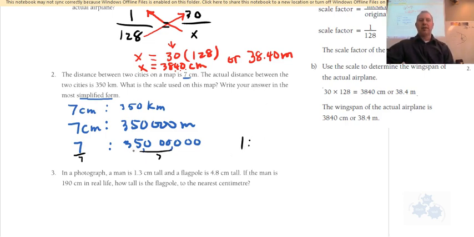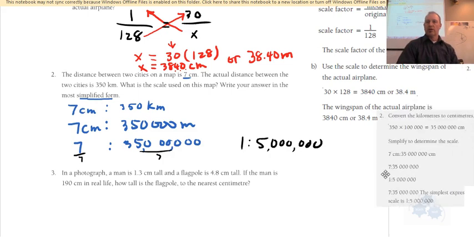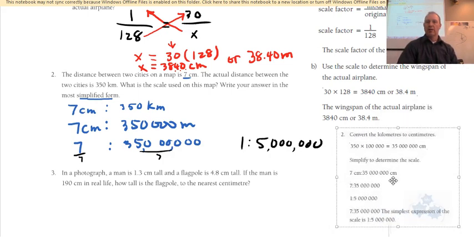Yeah, 35 divided by 7 is going to be 5. So is that 5 million? Yeah. 1 to 5 million. Okay. So here's the answer for question number 2. I'll bring that in. And it is 1 to 5 million, you can see down there. So that's our answer.